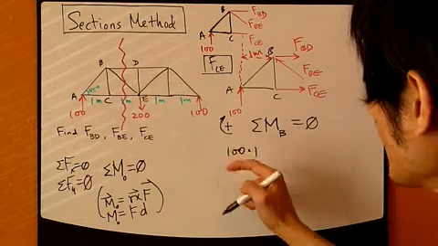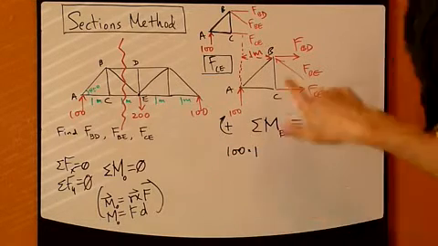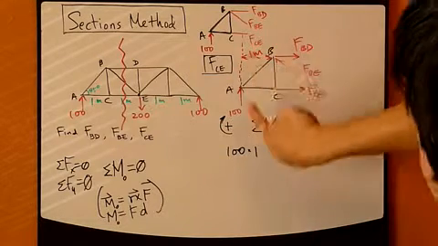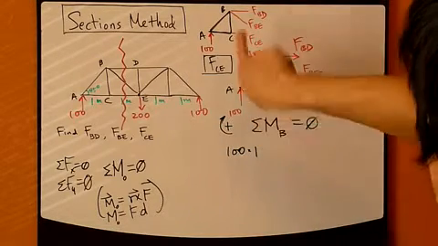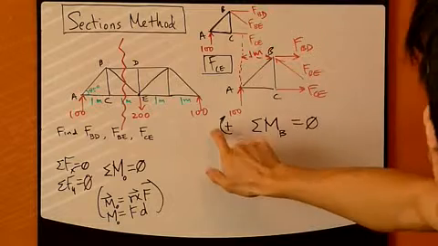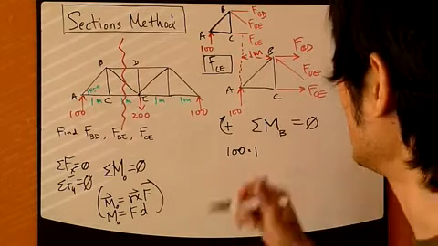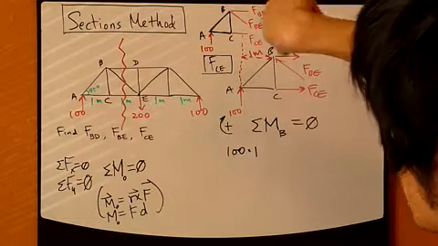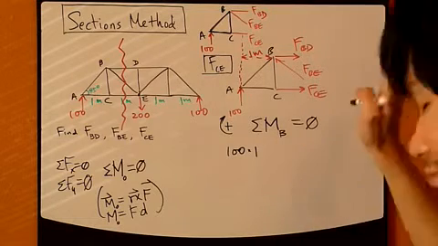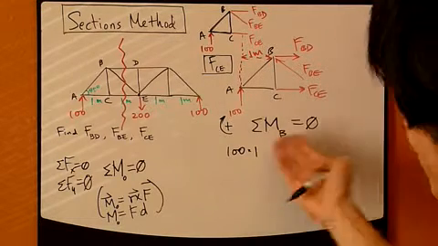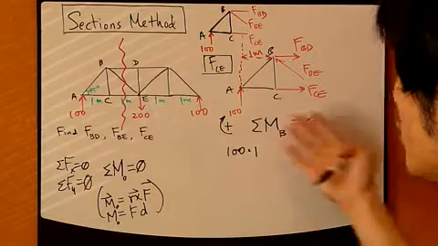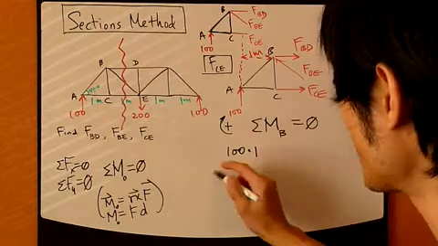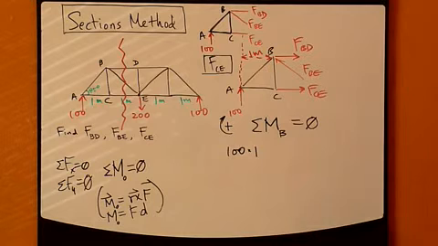And positive or negative, well, use your right hand rule, right? This 100 force goes up, so it follows the positive direction. The direction of this moment is going into the board, but you don't have to worry about that because we're just using the magnitude. So it's not a vector. So this is positive.